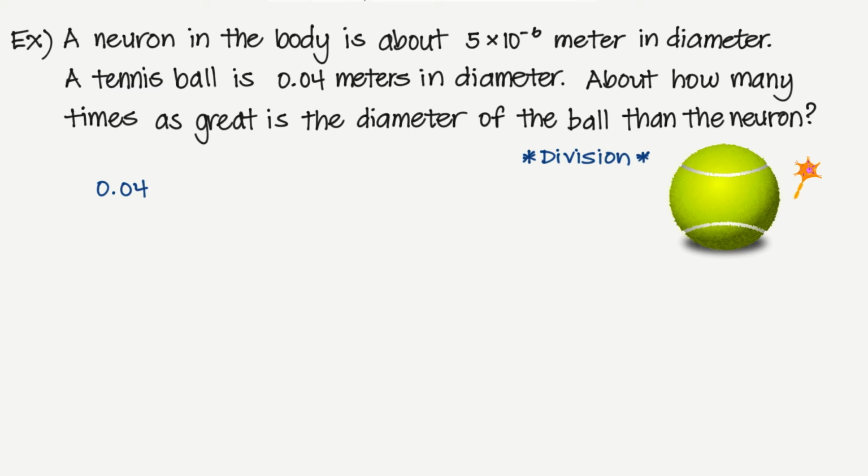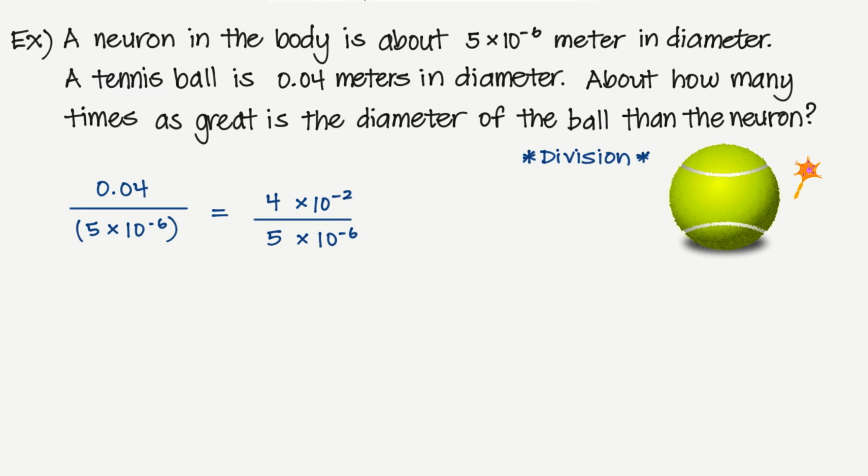So let's take the diameter of the tennis ball and divide it by the diameter of the neuron. And like we did before, let's rewrite them so they're both in scientific notation. So that's 4 times 10 to the negative 2 power divided by 5 times 10 to the negative 6th power.